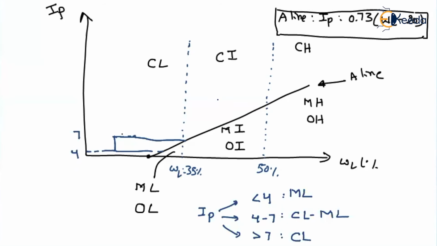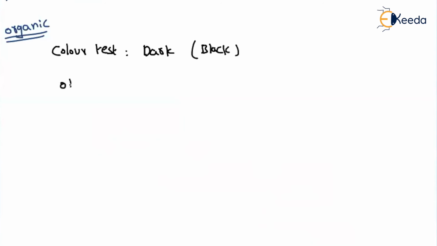Sir, how about the organic soil? You have said that if it falls above the A line, we can say it is a clay. If it falls below the A line, we can say it is a silty soil or organic. Sir, how can you identify the organic soil? If it is an organic soil, definitely that should be mentioned in the question. Or else, if I want to identify that it is organic soil, we have to conduct the color test. In the color test, you have to obtain very dark colors, that means black.